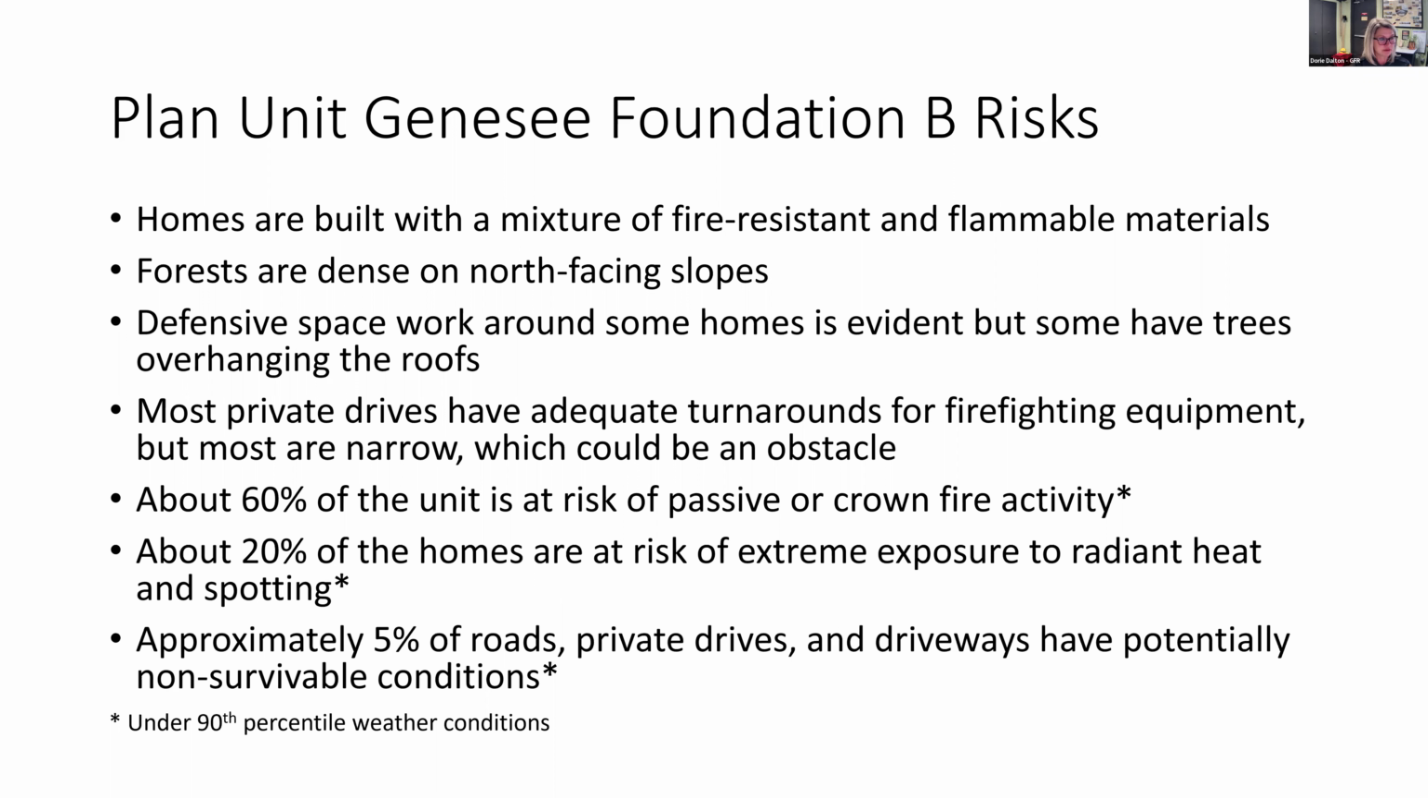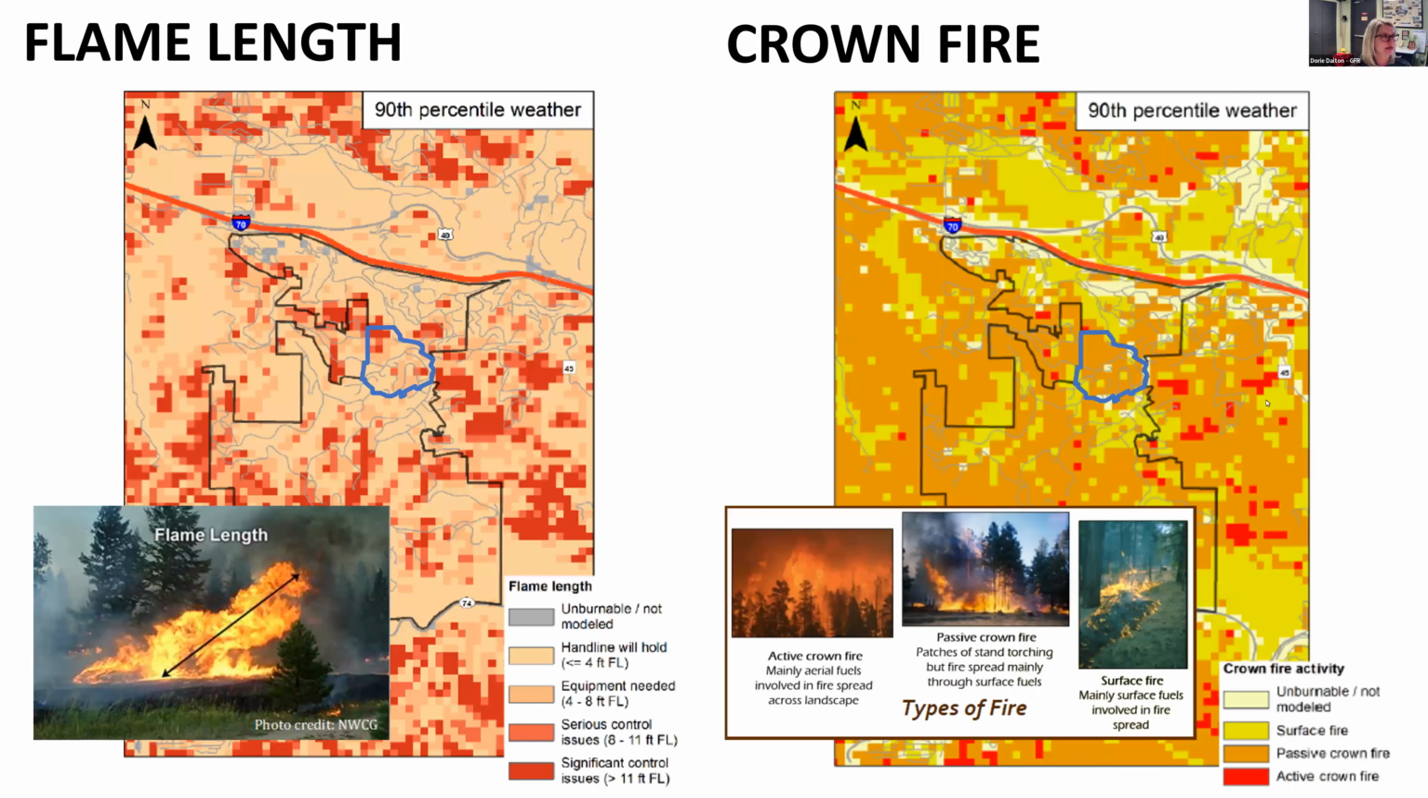About 60% of the unit is at risk of passive or crown fire activity. About 20% of the homes are at risk of extreme exposure to radiant heat and spotting. And approximately 5% of the roads, private drives, and driveways have potentially non-survivable conditions. And those things were modeled under the 90th percentile fire weather conditions. So I'm going to explain the flame length and the crown fire. If you look on the left, your plan unit is outlined right here in blue.